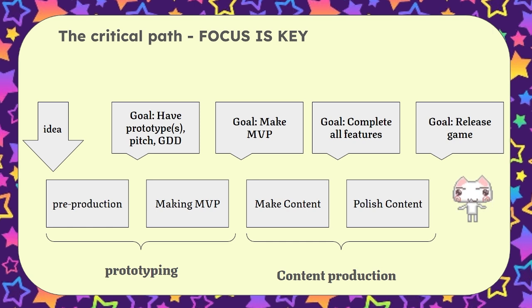And content production is basically, okay, I know this works, right? So we have, I don't know, 6 weeks, and we know it takes 1 week to make a really solid level. Okay, so we can make about 6 levels in that time.